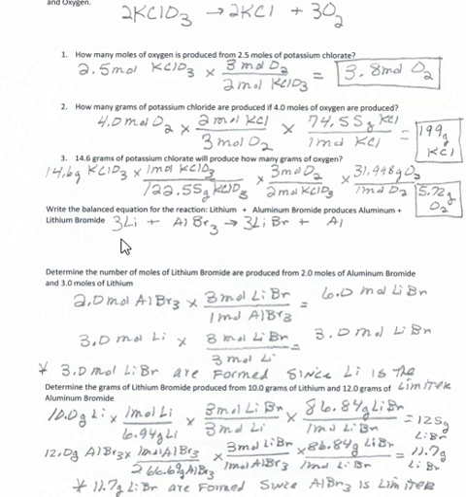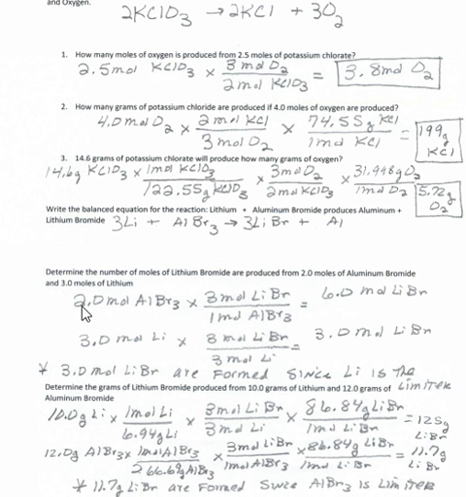So we have 3 lithiums plus aluminum bromide makes 3 lithium bromides and 1 aluminum. So that's our balanced equation. So now determine the number of moles of lithium bromide produced if there's 2 moles of aluminum bromide and 3 moles of lithium. So now we have 2 different one-step stoichiometries to do.